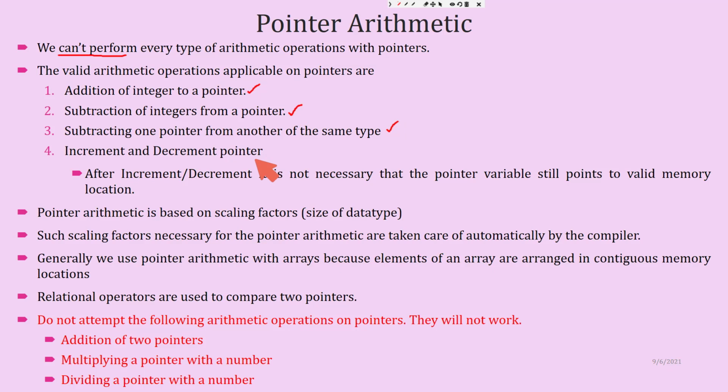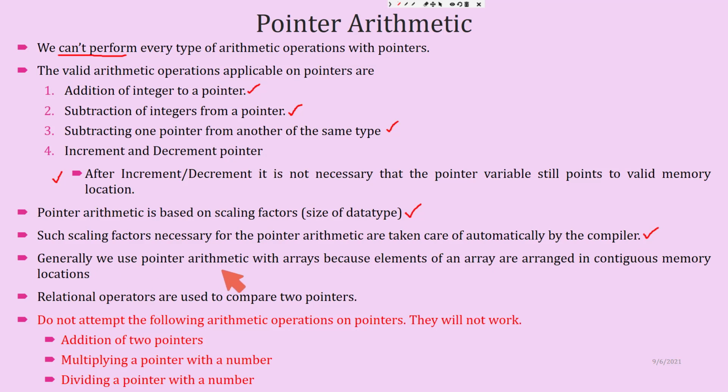Increment and decrement of a pointer. Increment means plus 1, decrement means minus 1. After increment or decrement, it is not necessary that the pointer variable still points to a valid memory location. I will explain this point with the help of an example. Pointer arithmetic is based on scaling factors, that is, the size of the data type. This will be clear when we discuss the example. Such scaling factors necessary for pointer arithmetic are taken care of automatically by the compiler. Again, this will also be clear when we discuss the example.